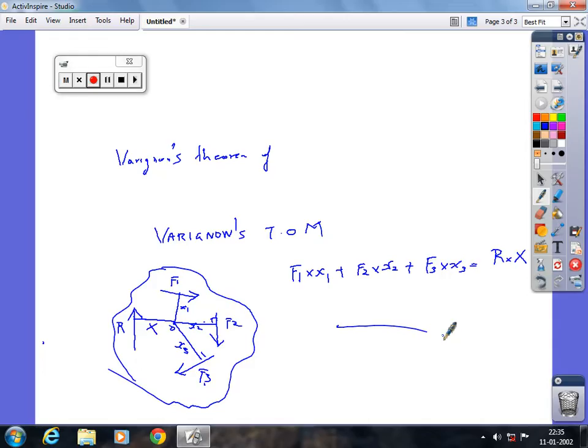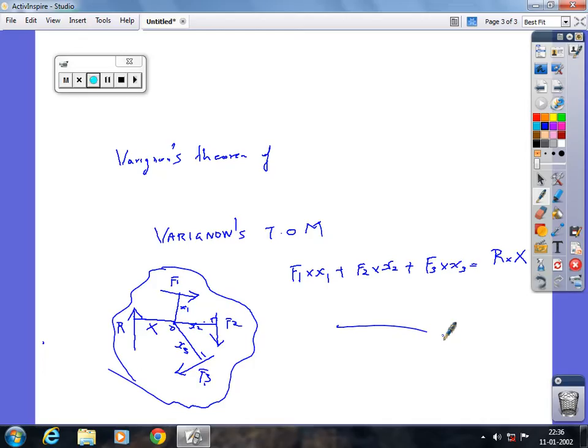I'm having some forces, and I'm marking some perpendicular distances of those forces with respect to point O, and based on that, I'm getting an equation. So you'll have to connect this diagram with this equation and give the explanation. That is what the theorem of Varignon is going to be. Can you give a try? Think a little bit. Even if it is wrong, it doesn't matter. I'll correct it for you. Yes?